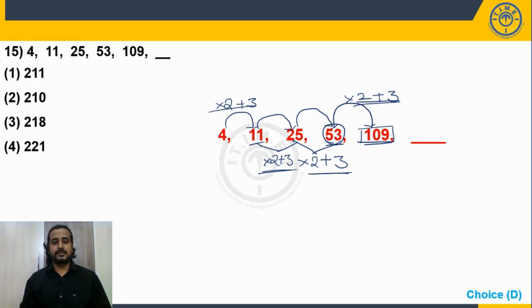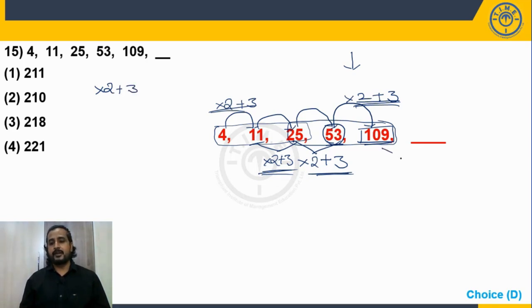Also my suggestion: don't try to identify the logic in the smaller numbers. Try to identify the logic first in the larger numbers. Because the smaller numbers we can relate in so many ways, but the larger numbers we can relate in very few ways. That's why my suggestion is to identify the logic in the larger numbers, but not in the smaller numbers. So what is the confirmed logic? Into 2 plus 3. It is not following any classification. Constantly every time it is multiplying by 2 and adding 3.